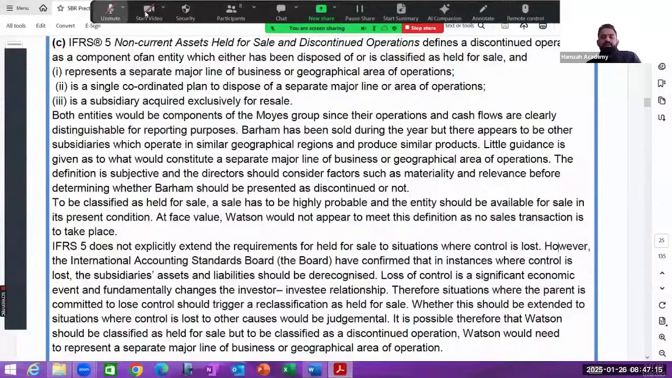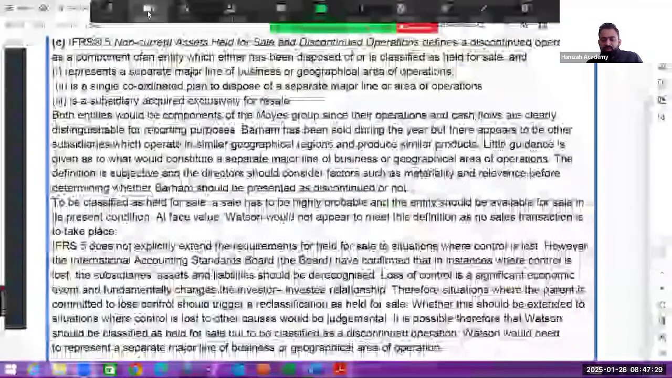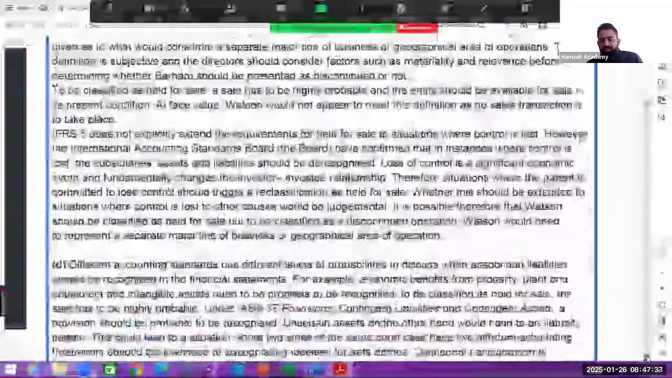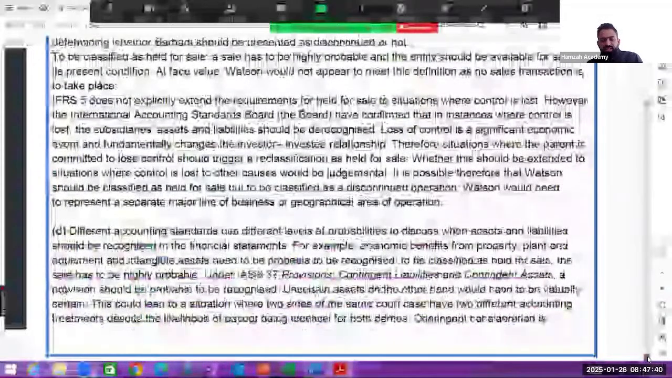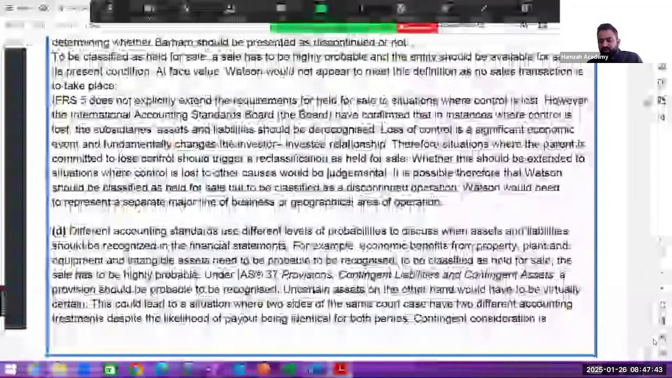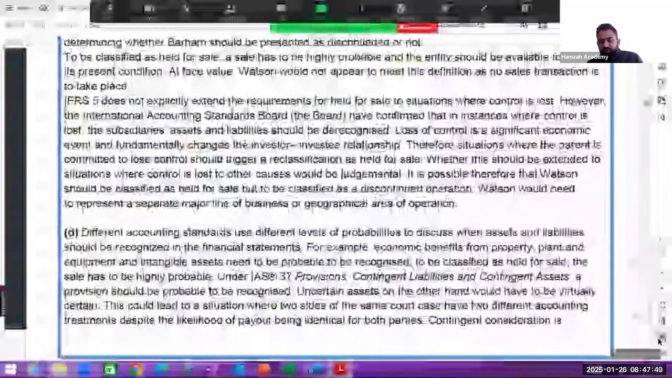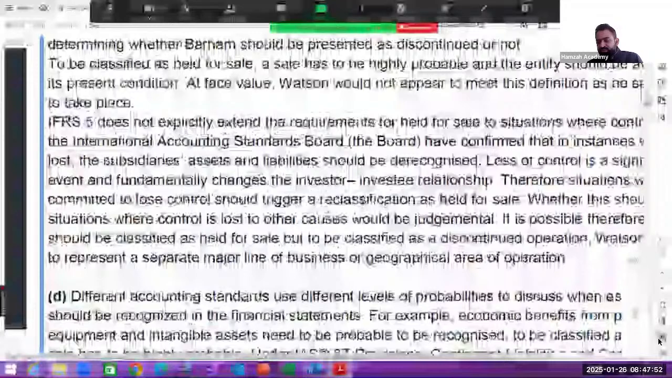So hopefully you have read the answer. You can see that first of all they are defining the things, then they are applying those things on the given case study on B and the Western company. And with regard to Western company, they are explicitly discussing that as per IFRS 5, it does not constitute a held for sale asset, but losing the control is a significant event. So for that purpose, it could be treated as held for sale.